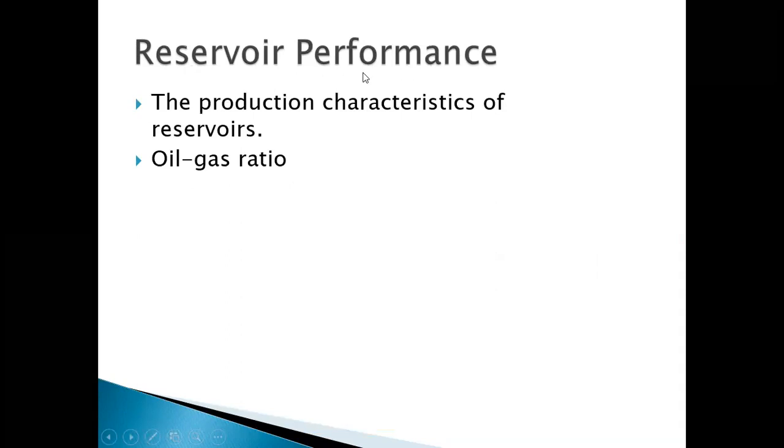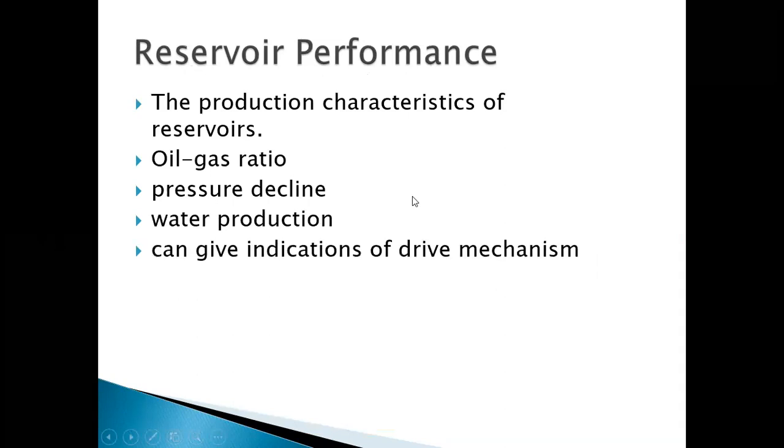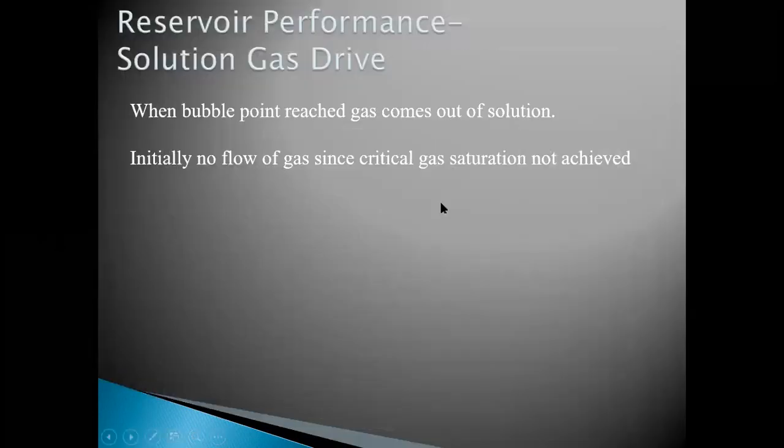Let's talk about the reservoir performance of each of the reservoirs. When you look at the production data, you can analyze a lot of things. Let's look at the first one. When we talk about reservoir performance, we look at the gas oil ratio. What is the gas oil ratio? It is the amount of gas dissolved in oil. Okay, and how much gas we have with oil, how the pressure is declining, how the water production is behaving. What can give an indication of the drive mechanism?